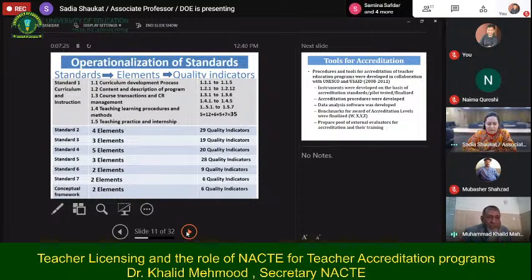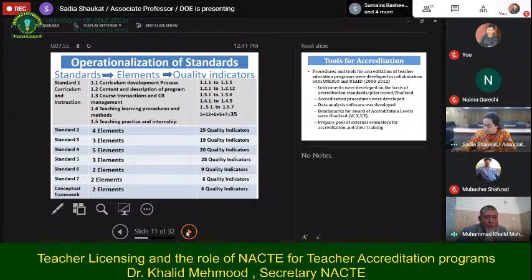For example, standard 1 has an element 1.1. Element 1.1 has been operationalized into 5 quality indicators. Similarly, element 2 into 12 indicators, element 3 into 6 quality indicators. So, in this way, standard 1 has been operationalized into 35 measurable, observable quality indicators.